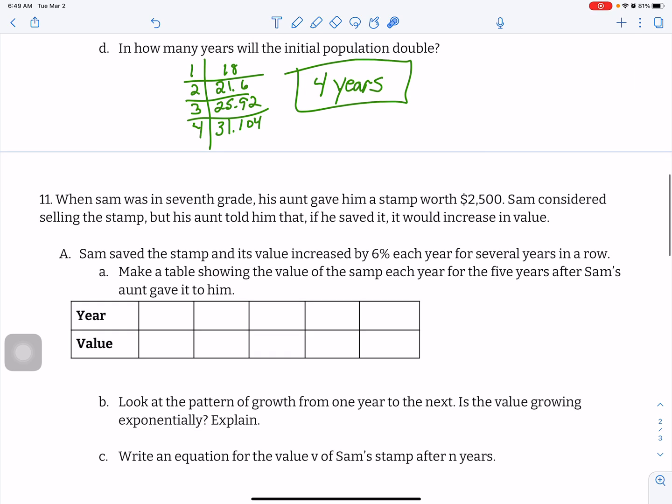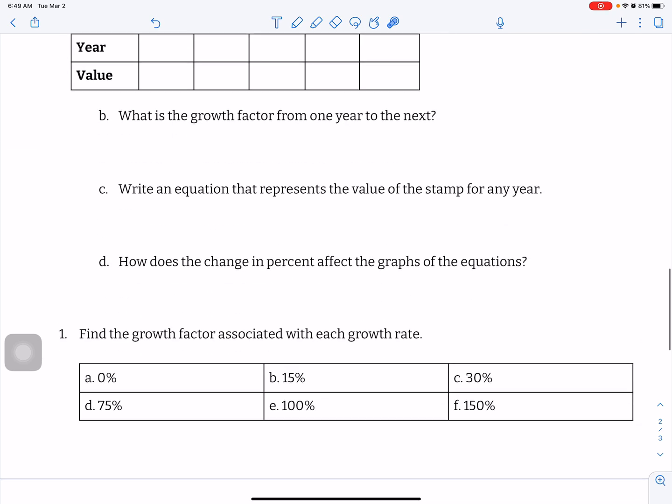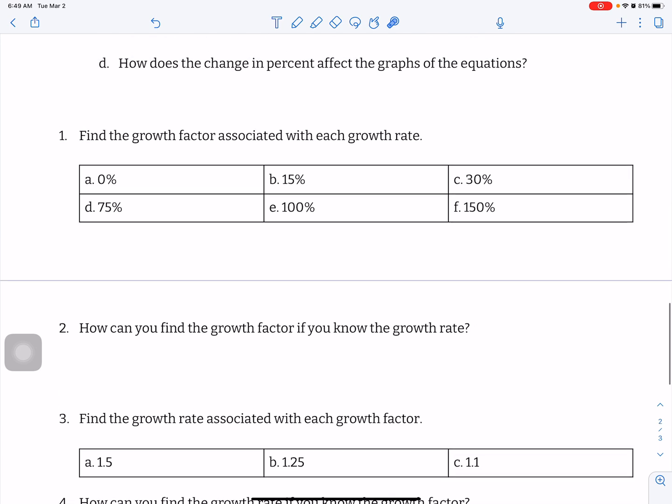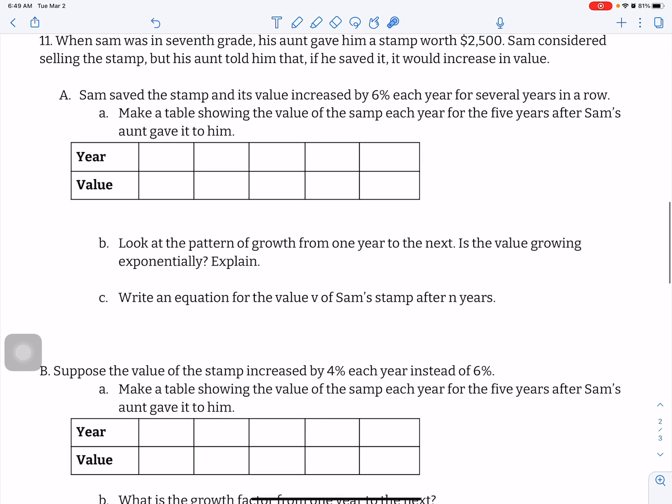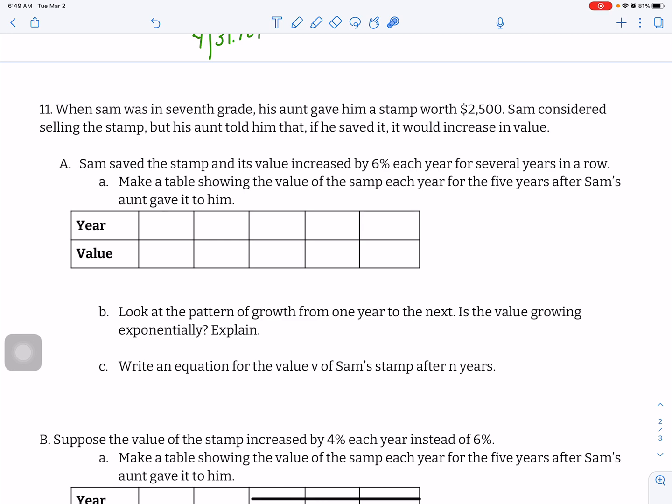Let's do one more of filling in a table, and then you have other pieces that you can be practicing as well. It says Sam was in 7th grade. His aunt gave him a stamp worth $2,500. Sam considered selling the stamp, but his aunt told him if he saved it, it would increase in value. So at year 0, we're not going to worry about a particular year. We're just going to say when he got it, it was worth $2,500. And then we're going to look at 1 year at a time.